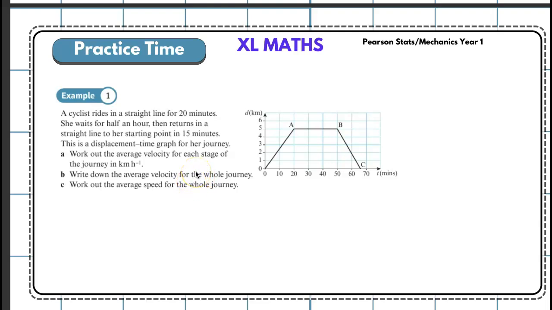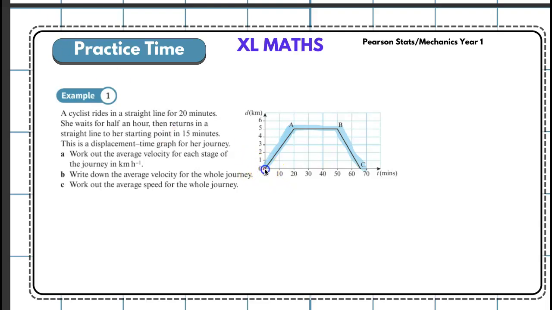Which part of the graph shows the rest time, the wait time? Yeah, it's here, correct? This part shows the rest time, and these two, this one is a velocity and that one is also a velocity, right? What's the difference between these two?